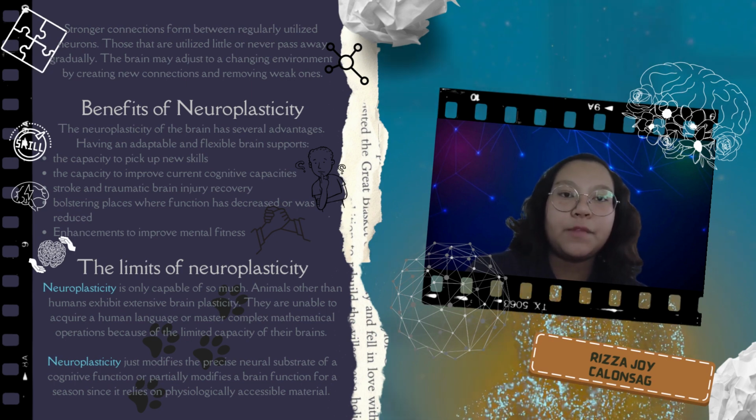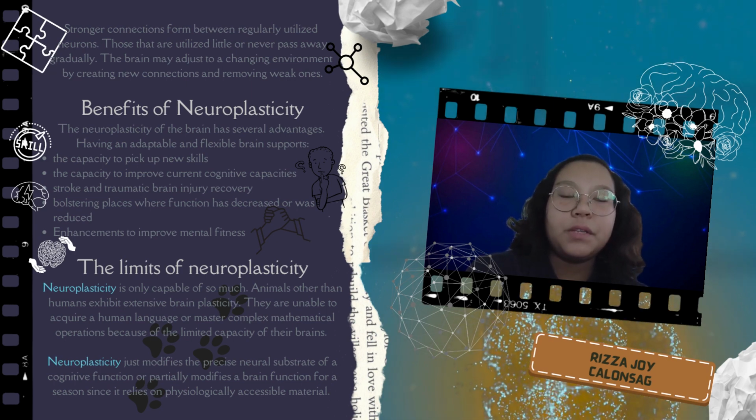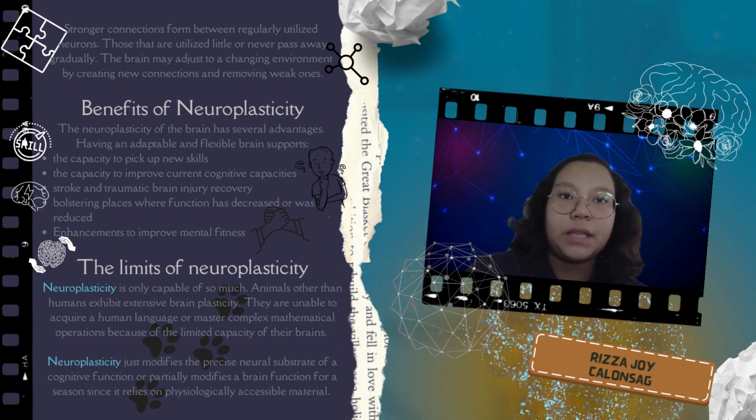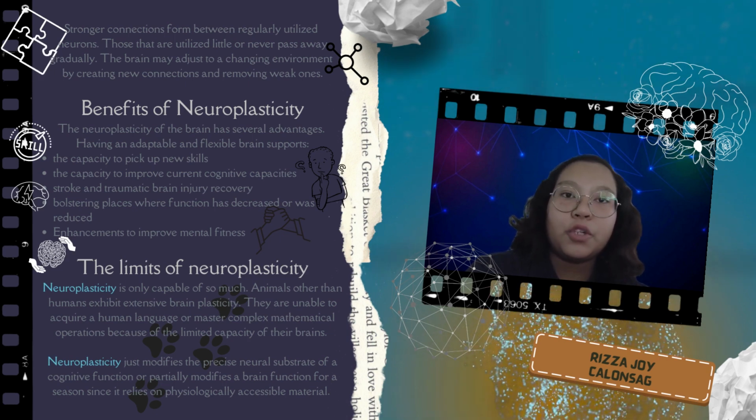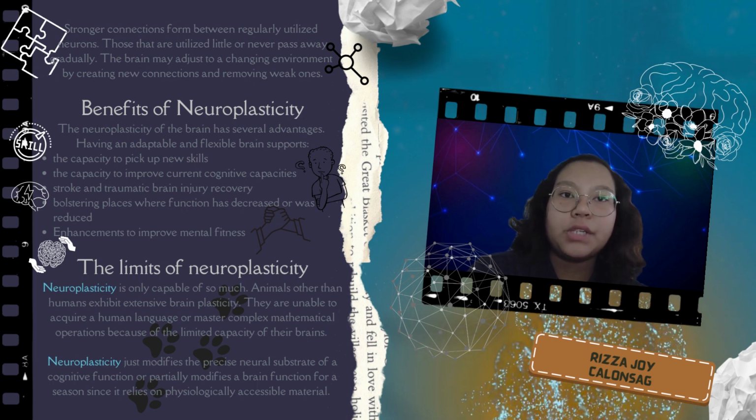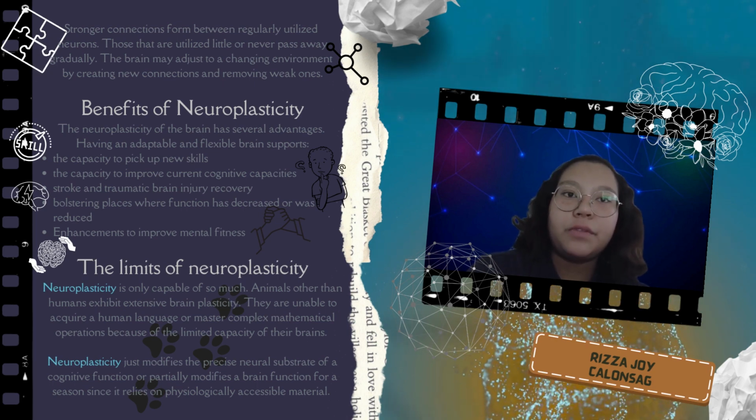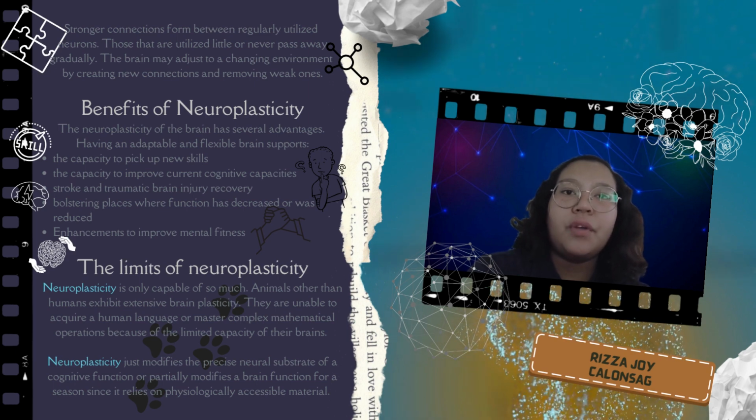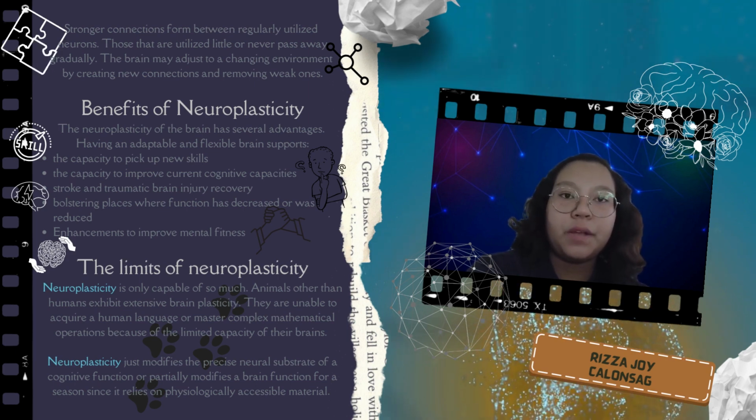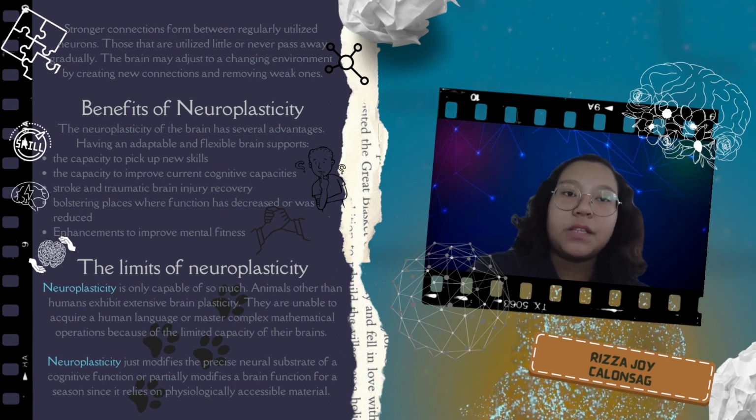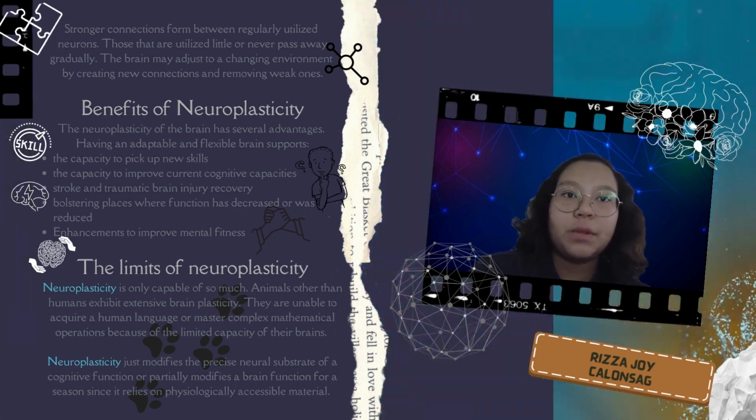The limits of neuroplasticity. Neuroplasticity is only capable of so much. Animals other than humans exhibit extensive brain plasticity. They are unable to acquire a human language or master complex mathematical operations because of the limited capacity of their brains. Neuroplasticity just modifies the precise neural substrate of a cognitive function or partially modifies a brain function for a season, since it relies on physiologically accessible material.